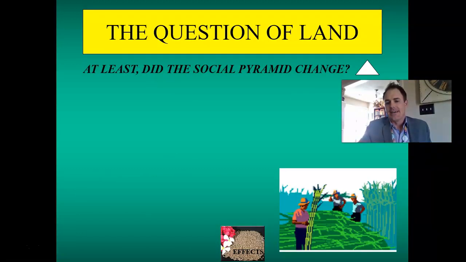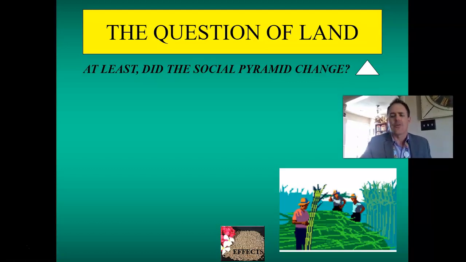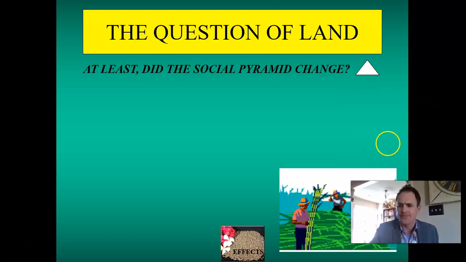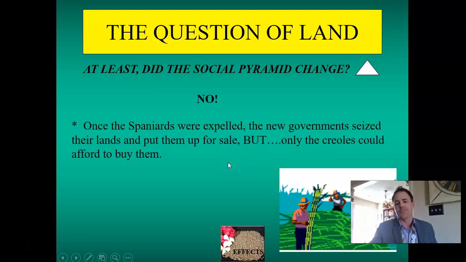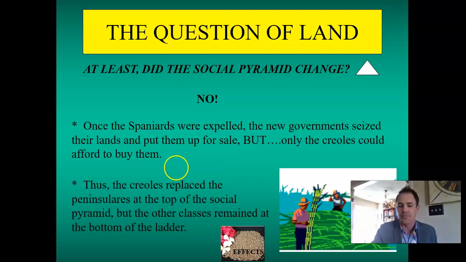All right. Lastly, or did I say lastly? No, I really mean lastly. Did the social pyramid change? No, sadly not. Once the Spaniards were expelled, the new government seized their lands, put them up for sale, but only the Creoles could afford to buy. Remember, it was the Creoles who were leading these revolutions. It was the Creoles who became the ones in power, and they enriched themselves with this land. So they simply replaced the Peninsulares at the top, but the other classes remained the same at the bottom.